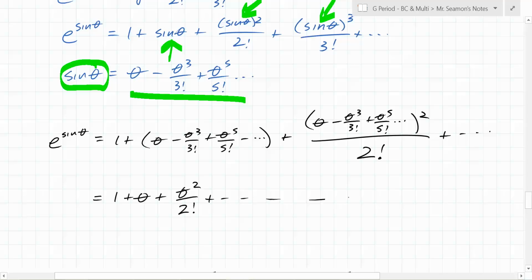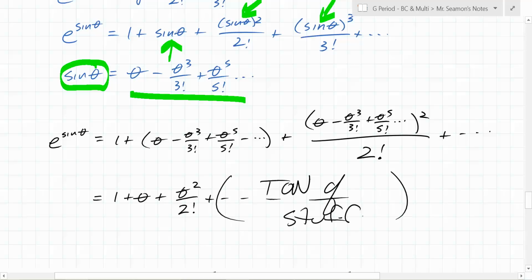Now, does this keep going? Sure. There's a ton of stuff here, right? Does it keep on going for a long time? But what are the first 3 terms? 1 plus theta plus theta squared over 2 factorial. If I asked you for the first 3, you'd be done.